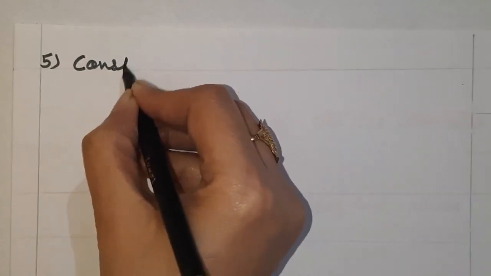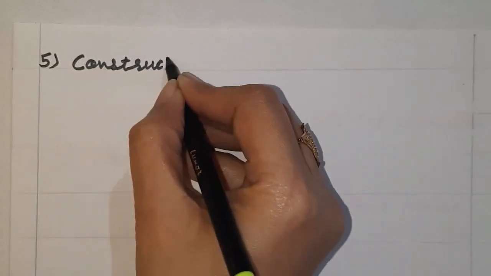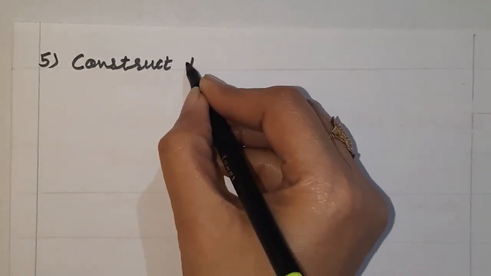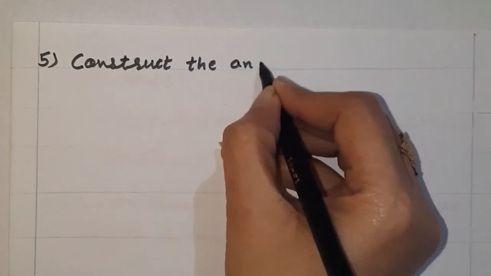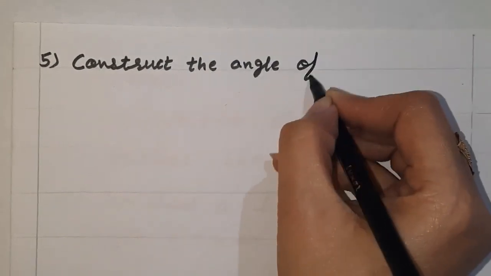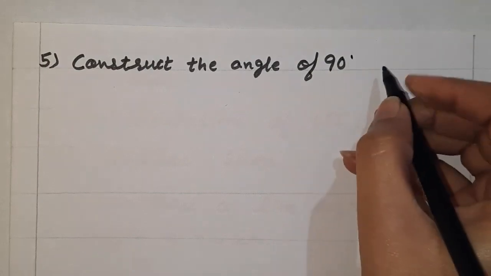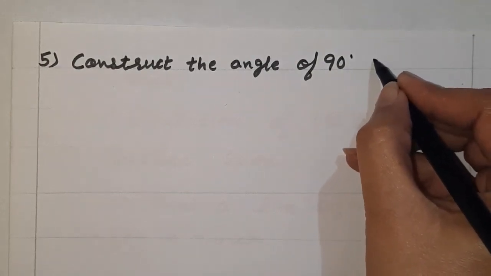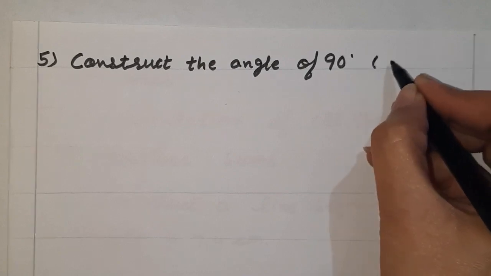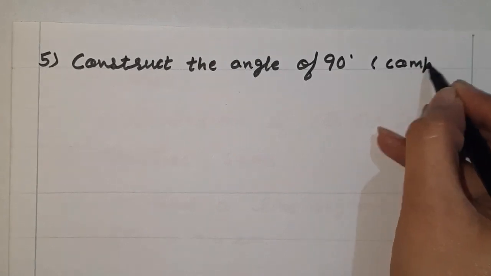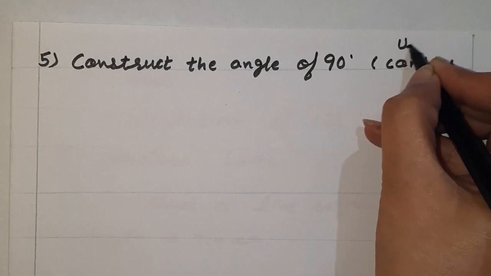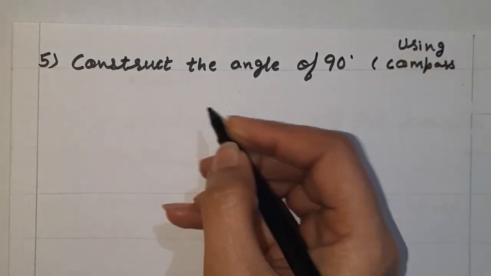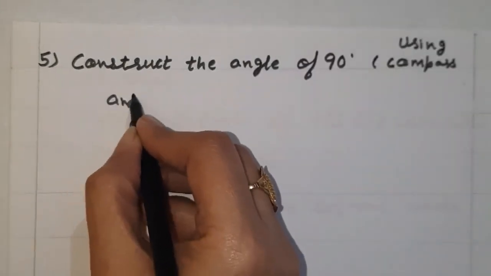Next question. Question number 5. Construct the angle of 90 degree. Okay, so construct the angle of 90 degree. We will do it by using compass and protractor.